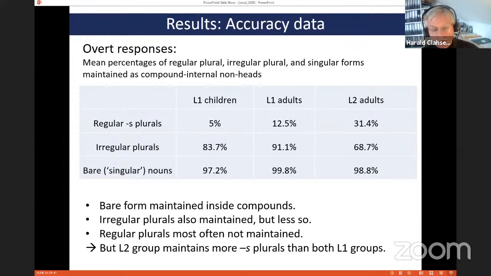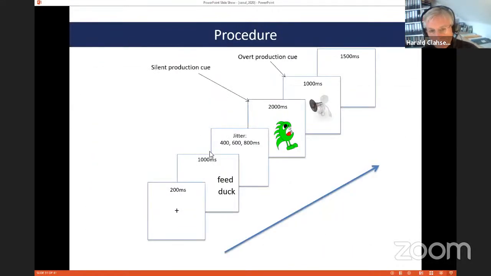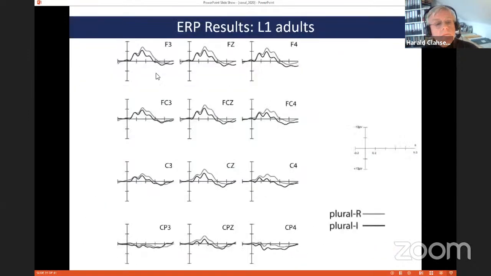Now let's look at the new findings. This is the EEG. Let us be absolutely clear about what we look at when we look at these plots. We look at what happens in people's brains when they see this monster. They are supposed to produce silently for themselves a compound from this stuff, and we are measuring the ERP. The ERP were time locked to the onset of the silent production cue, so the onset of this picture. That was the 0 point here.